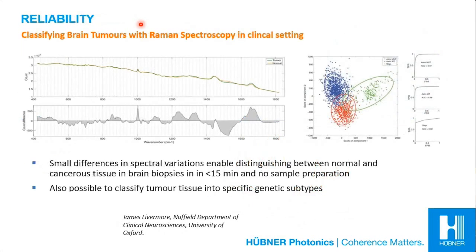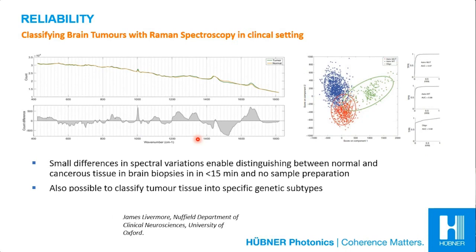And finally, we have here an example showing the importance of the reliability and stability of the properties of the laser source in general. This is results from a study made by James Livermore at the Department of Clinical Neuroscience at Oxford University. He was using a Renishaw RA816 Raman system to distinguish normal tissue from cancerous tissue in brain biopsies with very high accuracy by measuring the small spectral variations from these different tissues. And he showed that it's possible to do this in clinical settings in a short time, less than 15 minutes, and with minimal sample preparation.